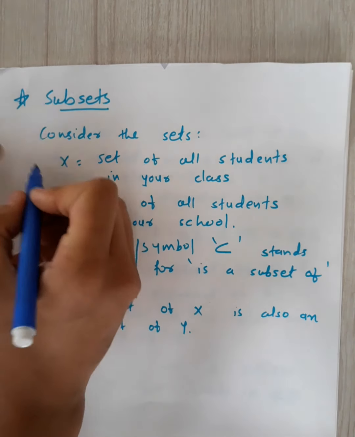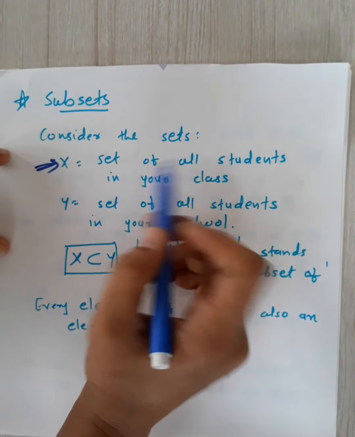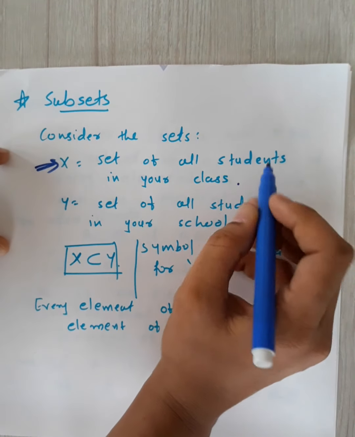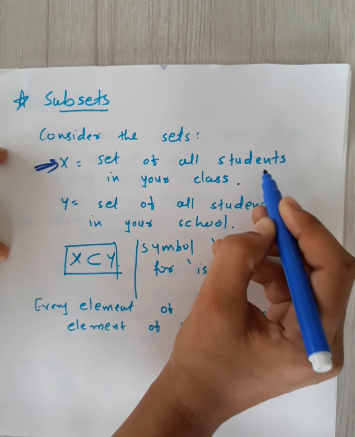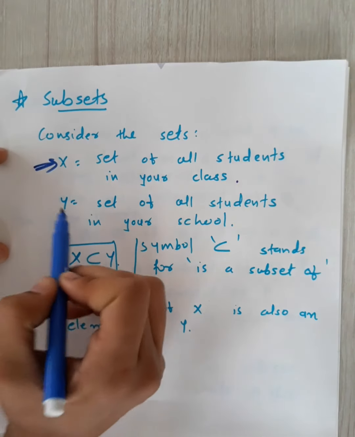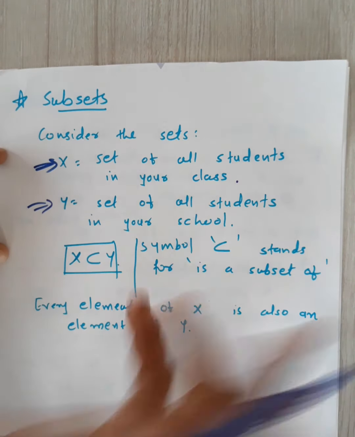Because what is your X? Your X is the set of all students in your class. And Y is equal to the set of all students in your school.